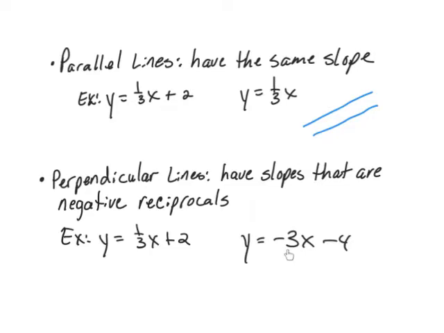So here 3 is a reciprocal of 1/3. If 1/3 is positive, then the perpendicular slope would be negative. Negative reciprocals. You flip it and you change the sign.